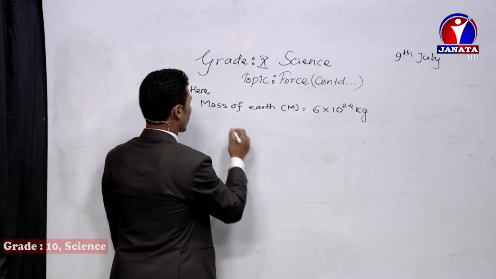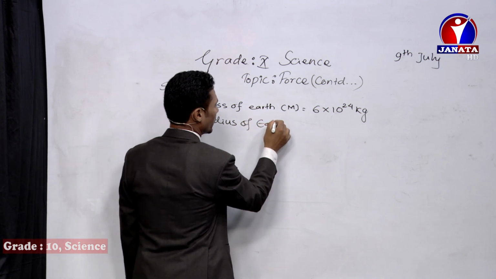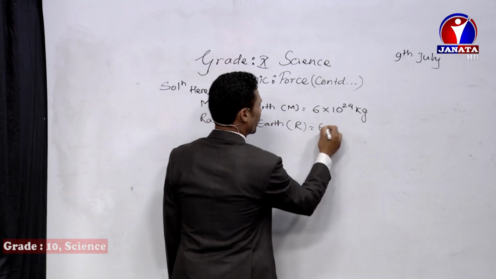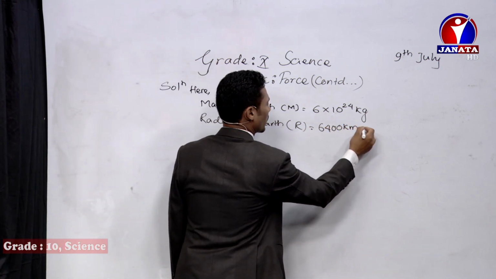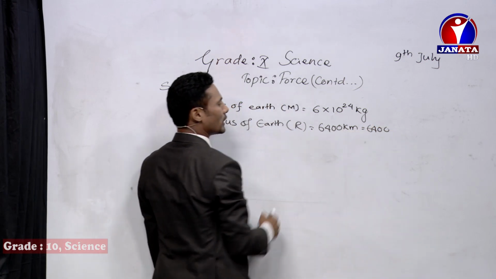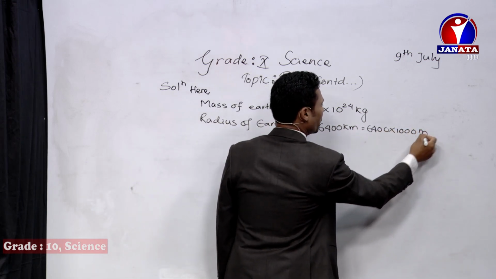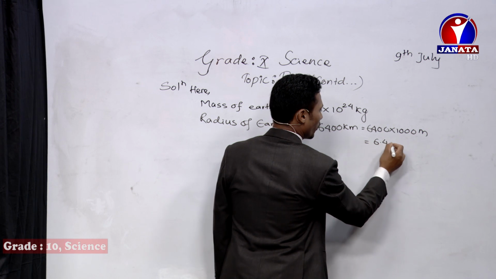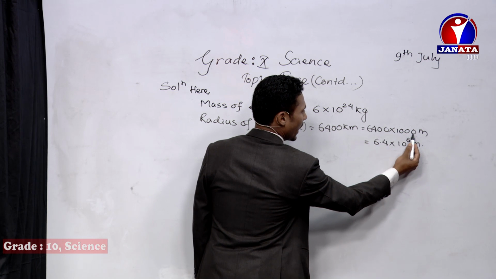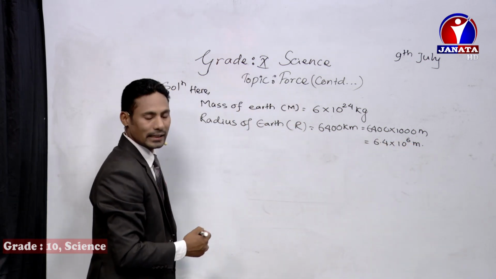Similarly, the radius of Earth is given, which I will represent by capital R. The value is 6400 kilometer. Let's change this into meter: 6400 multiplied by 1000, since 1 kilometer equals 1000 meters. This gives 6.4 into 10 to the power 6 meter. How to count this? 1, 2, 3, 4, 5, and 6. That's why it's 10 to the power 6.